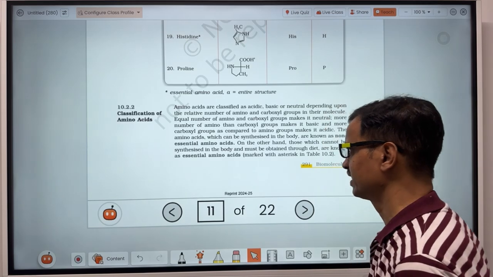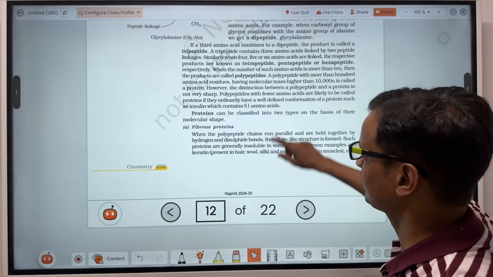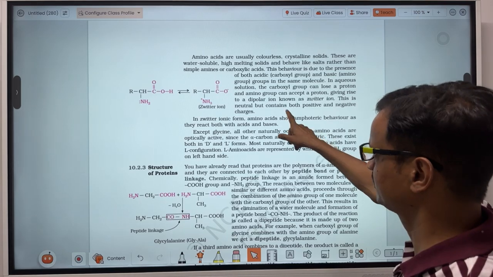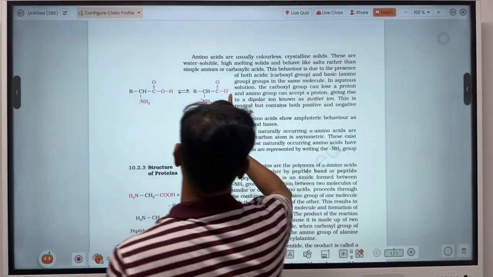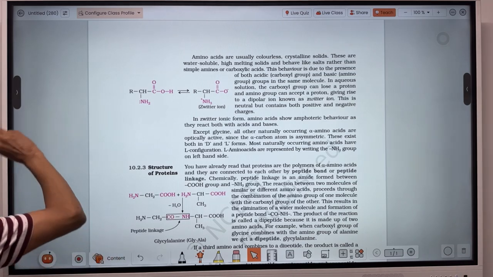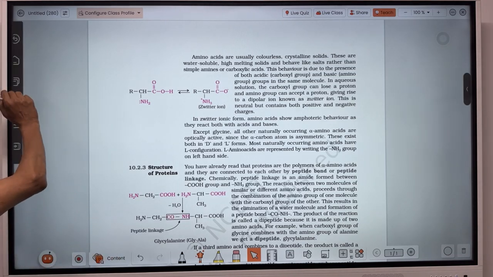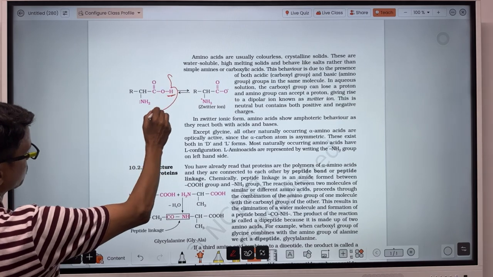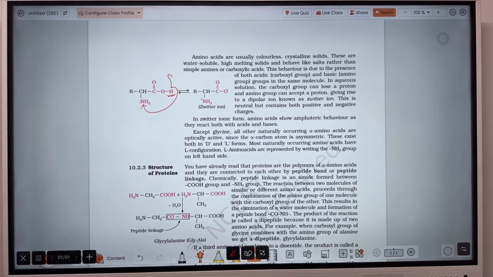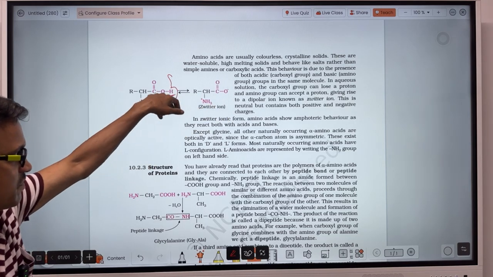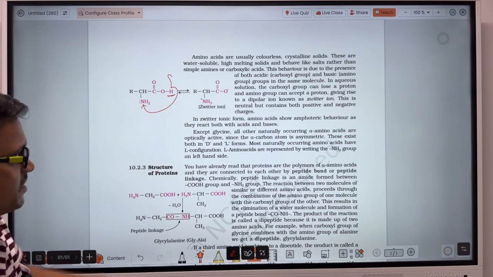Now let's see, after this it is about protein. First, the reaction: the zwitterion forms. How does the zwitterion form? When the hydrogen of this carboxylic acid goes toward this NH2, it becomes NH3 plus, and the carboxyl becomes O minus. So there is formation of a zwitterion.